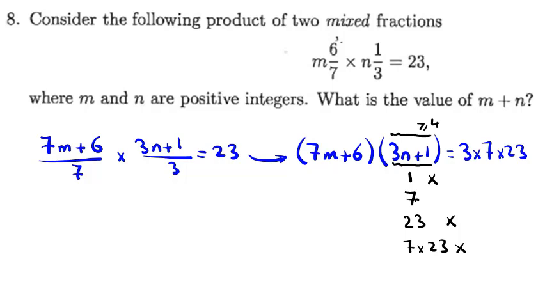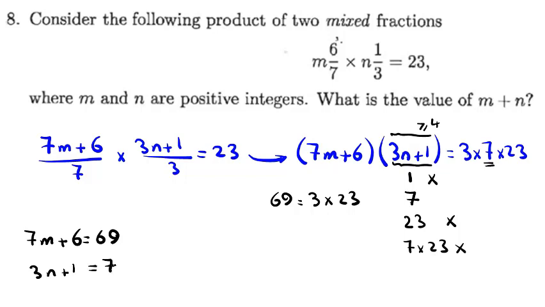So the only case is 7 for this one, because it is 7. So 3 times 23 is for this case, which is 69. Now, 7m plus 6 equal to 69, and 3n plus 1 equal to 7 here. Now we can say 7m equal to 69 minus 6.